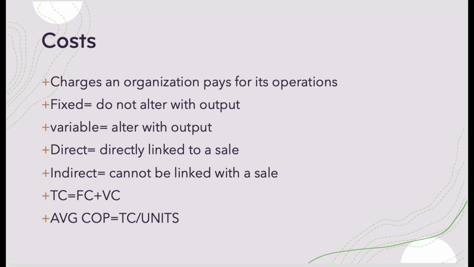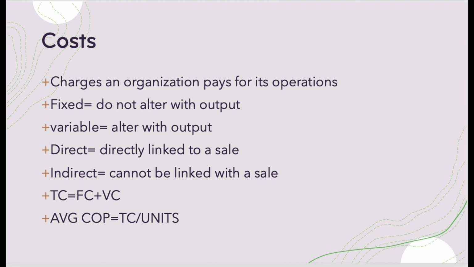Fixed costs are costs that do not change based on output. They have to be paid irrespective of how much product or goods is produced or sold. Whereas variable costs are expenditures that alter based on the output. Higher the output, higher the cost. Total cost is equal to fixed cost plus variable cost. And the average cost of production would be the total cost divided by the number of units.